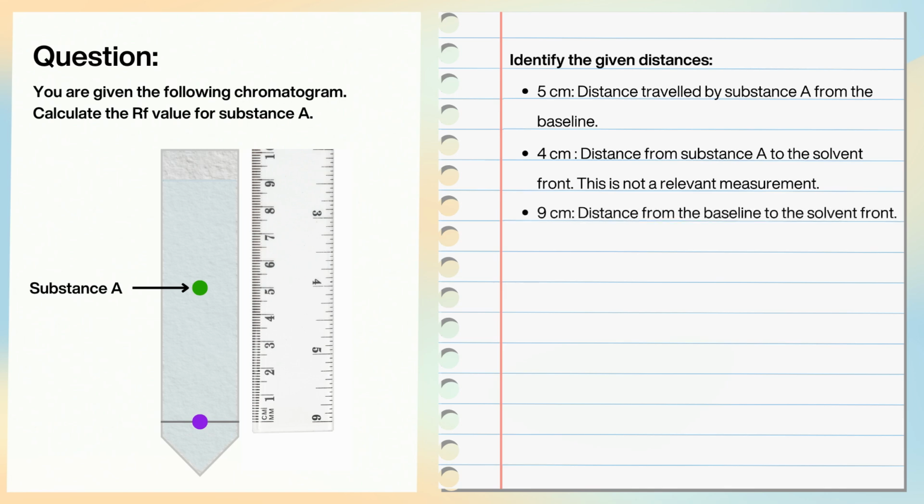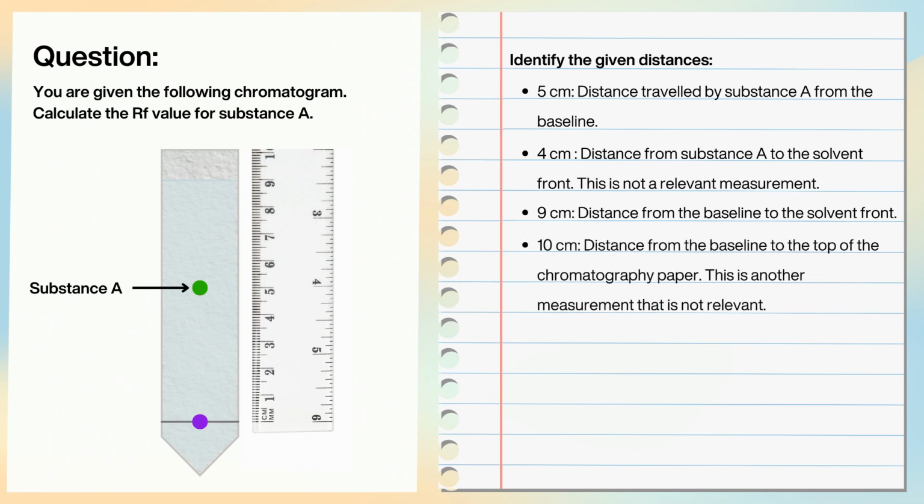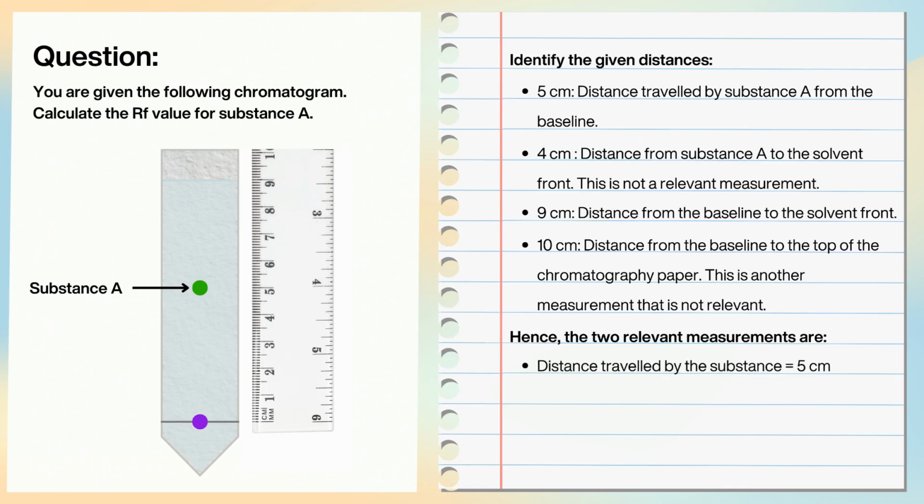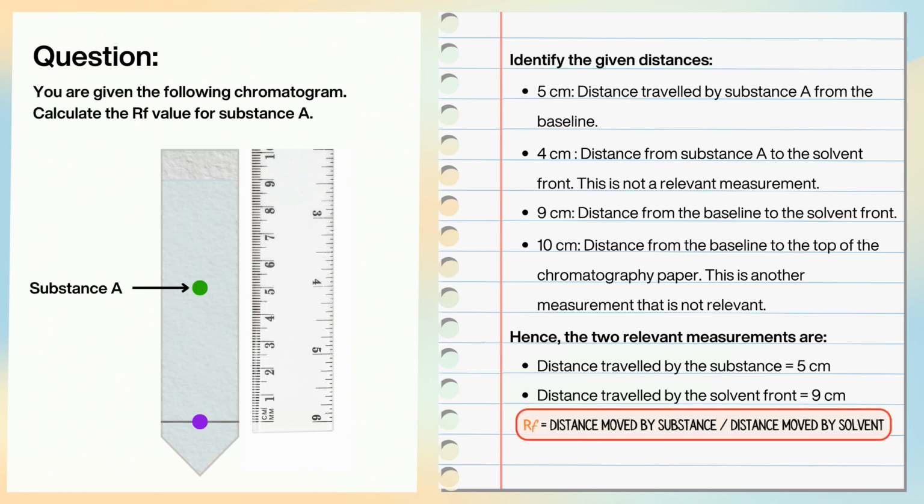9 centimeters as the distance from the baseline to the solvent front, and 10 centimeters, the distance from the baseline to the top of the chromatography paper. Again, this is a measurement that is not relevant. Hence, the two relevant measurements are distance traveled by the substance, 5 centimeters, and distance traveled by the solvent front, 9 centimeters. We know the formula for RF is RF equals distance moved by the substance divided by distance moved by the solvent. Hence, the RF value equals 5/9, which is approximately 0.56.